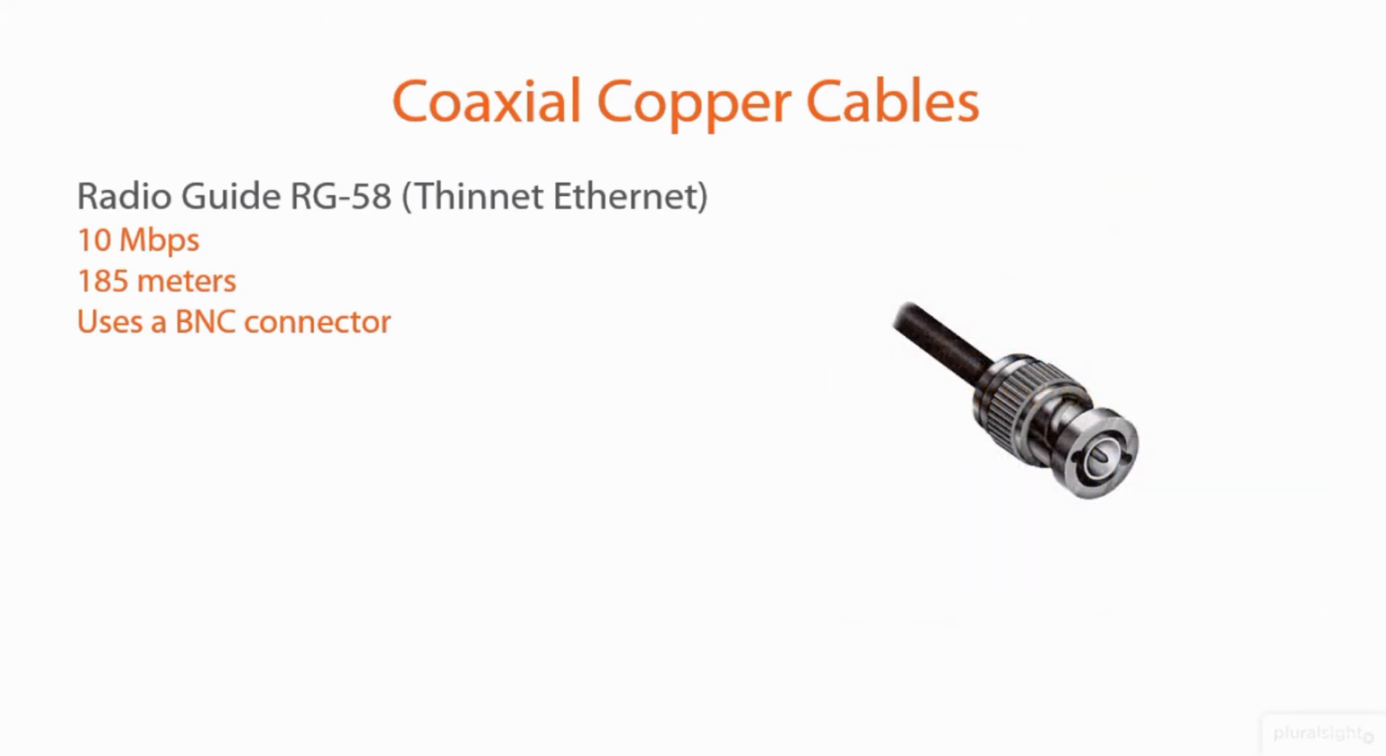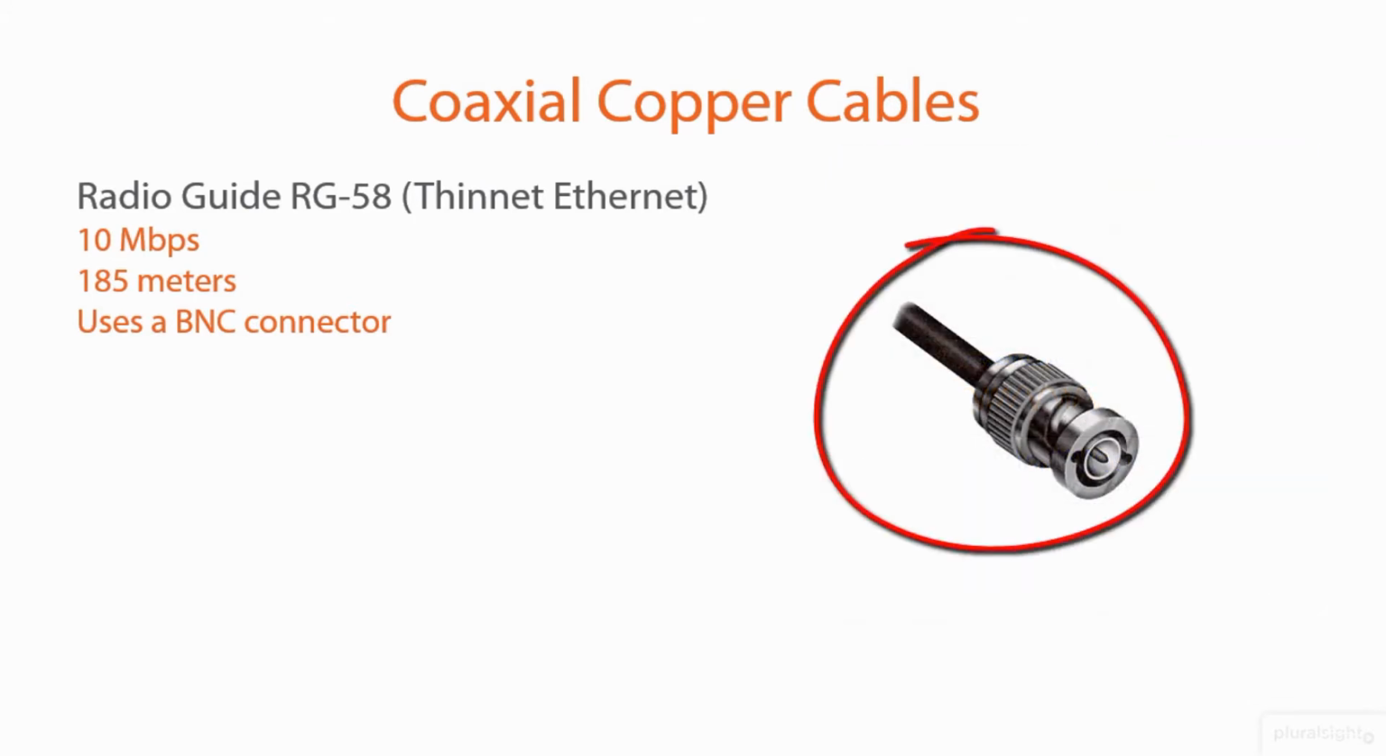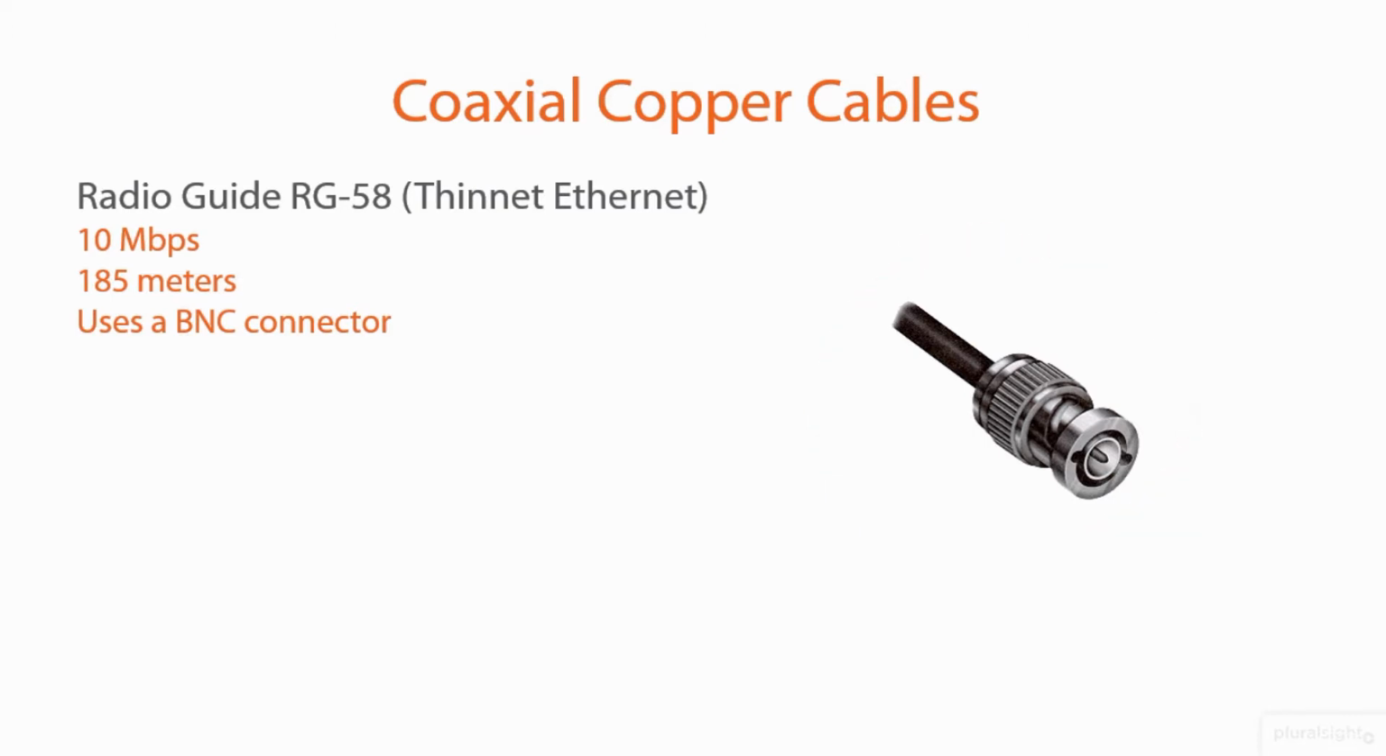Anyway, back to RG58. Here we use the BNC connector, which is a push and twist. It's a very solid connection, as you can see, right? That's all you really need to know about this. Thin Net Ethernet is a dinosaur. It's legacy. It's been totally supplanted by twisted pair.